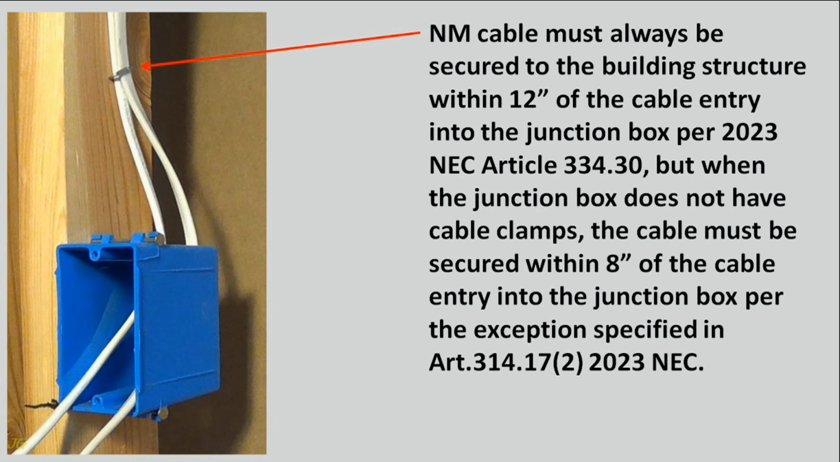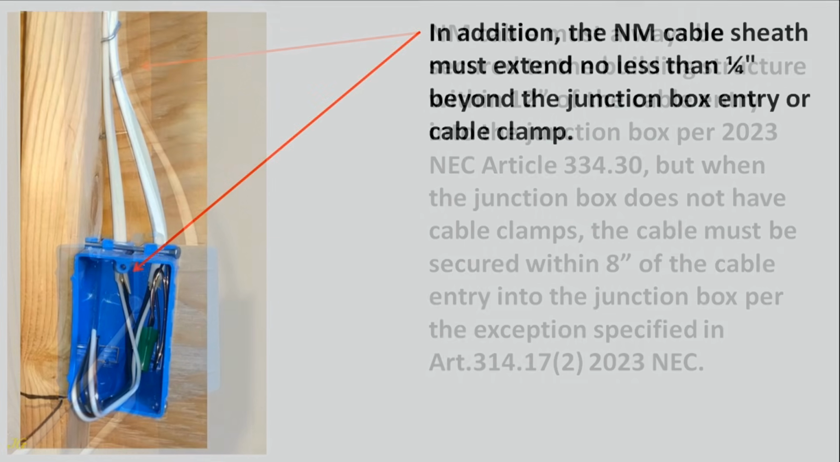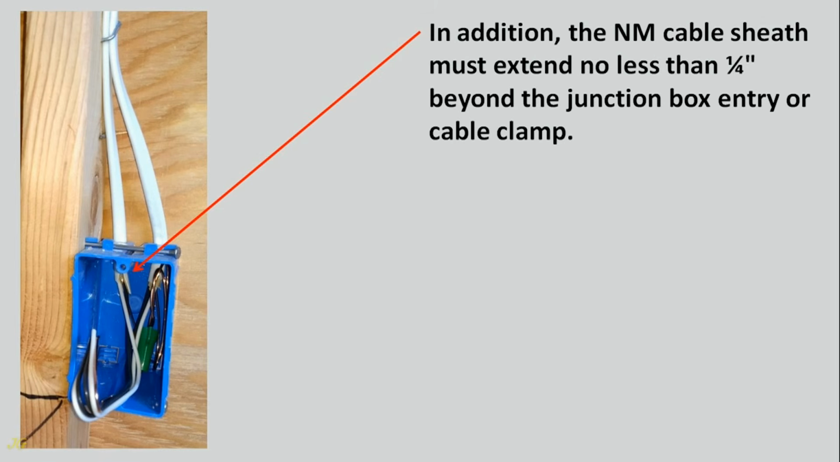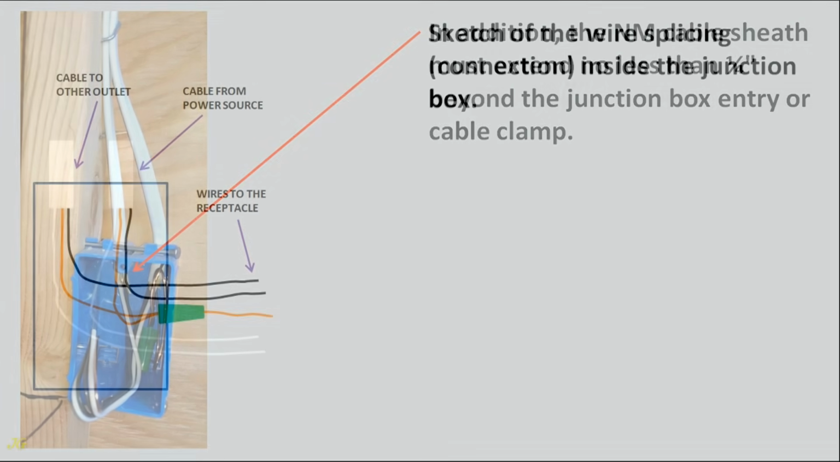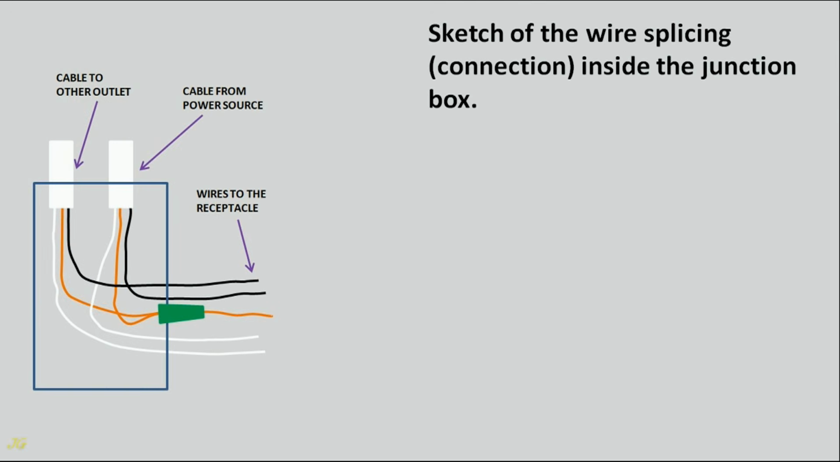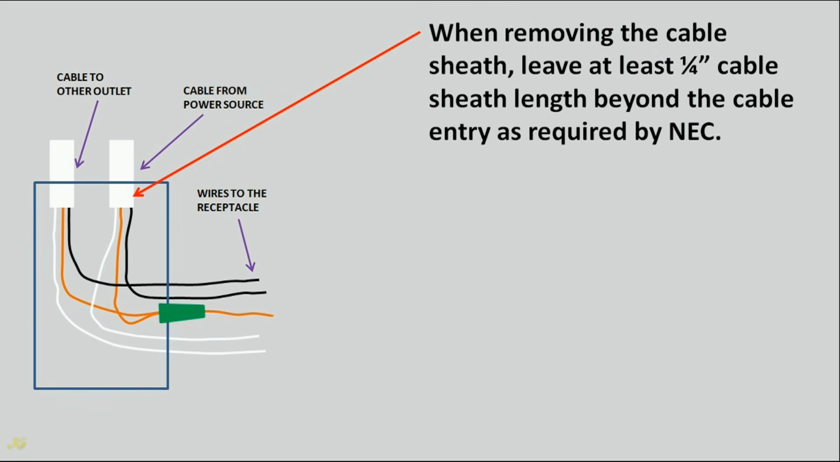the cable entry into the junction box per the exception specified in Article 314.17, 2023 NEC. In addition, the NM cable sheath must extend no less than 1/4 inch beyond the junction box entry or cable clamp. Sketch of the wire splicing connection inside the junction box. When removing the cable sheath, leave at least 1/4 inch cable sheath length beyond the cable entry as required by NEC.